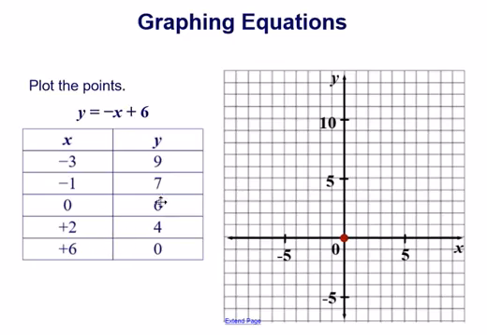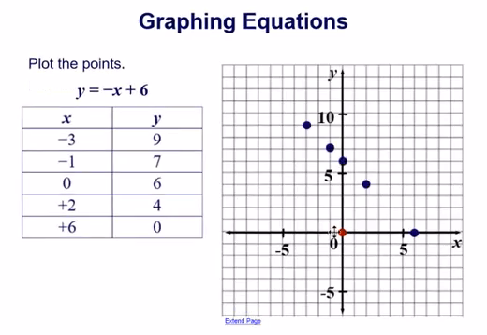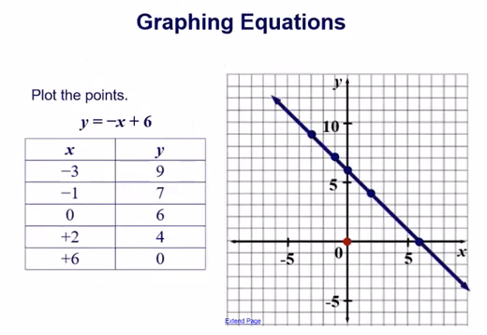So now those are ordered pairs we can plot on the graph on the coordinate plane. So we have (-3, 9), (-1, 7), (0, 6), (2, 4), and (6, 0) on our coordinate plane. And now we can connect those points with a line to show all of the other solutions that are represented on this line, now continuing forever and ever in both directions. And that is, again, representing the solutions to this equation, y equals -x plus 6.